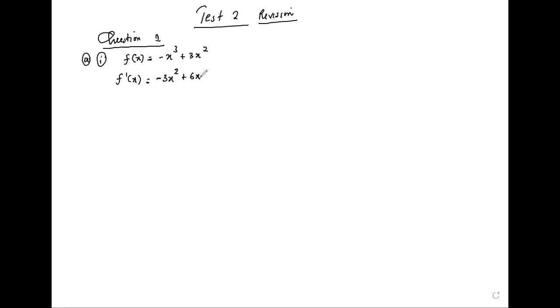So you first get the first derivative of the function. After that, you equate it to 0. Okay.